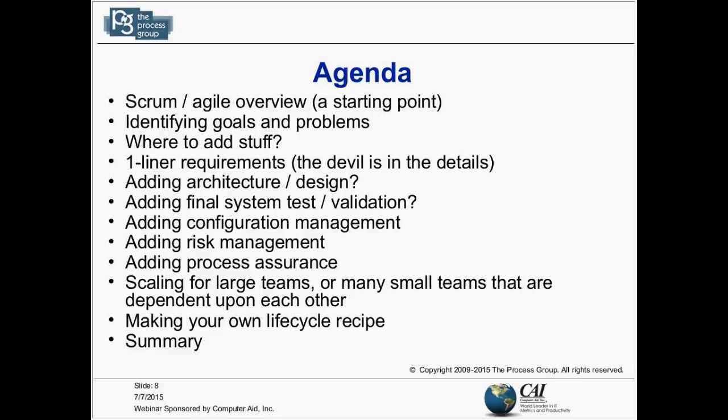Then I'm going to go through some very common examples in all organizations, but particularly in the Agile Scrum space for a lot of teams: the requirements issue, going beyond one-liner requirements, where to add architecture and design activities, looking at final system test validation, adding CM, version control, risk management, process assurance, and then the issues of scaling for larger teams. Again, this would apply to Agile and non-Agile teams. And then taking all these activities and making your own lifecycle recipe.